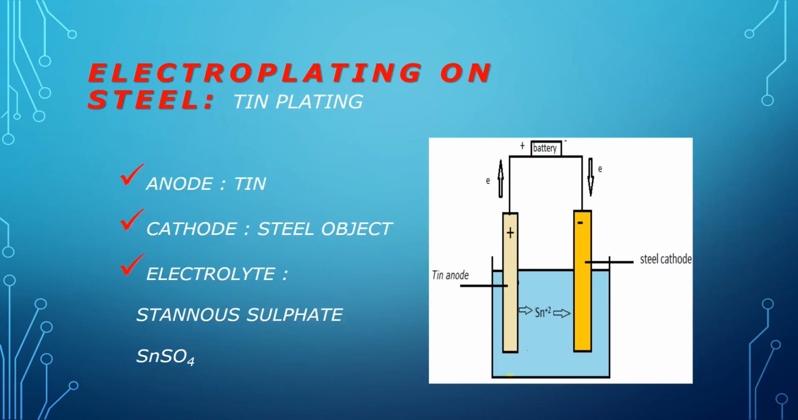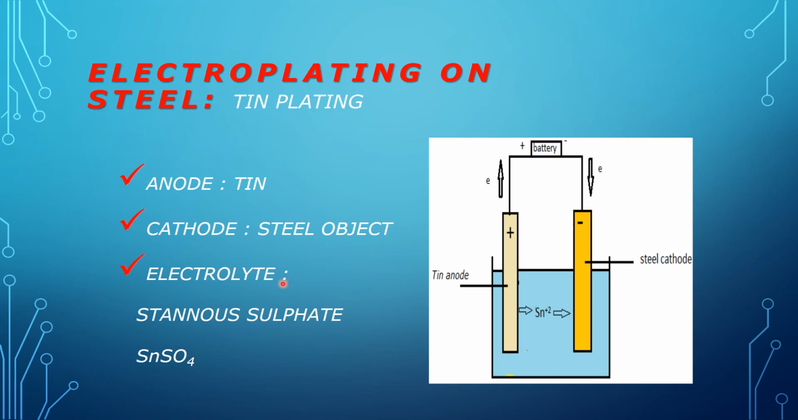The next metal which could be electroplated on steel is tin. The process is called tin plating. In order to electroplate tin on steel, we will make anode with tin because anode dissolves in electrolyte and deposits at cathode. The cathode is made with steel object which we want to electroplate with tin.